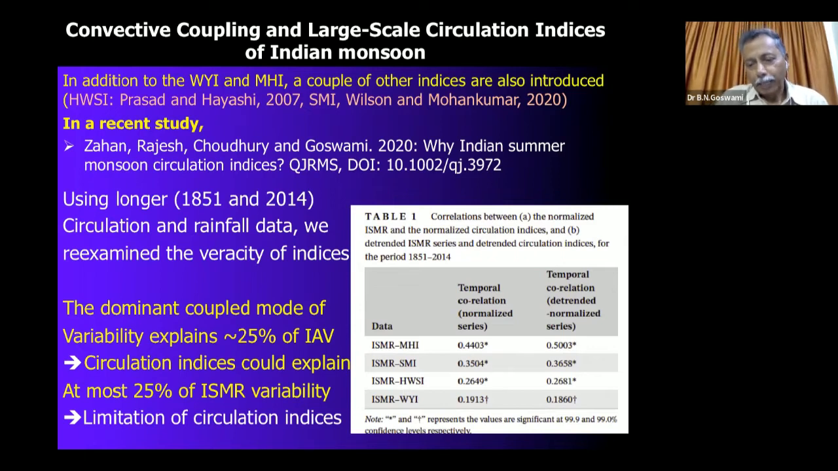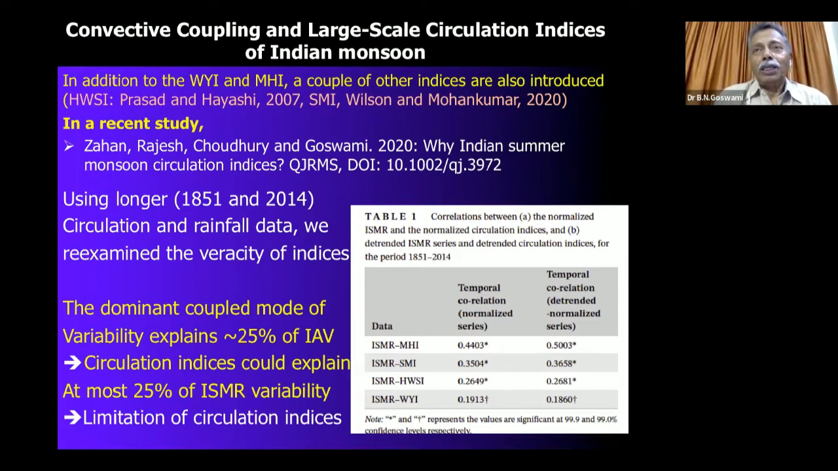The Webster and Yang index is a very large scale index, and for teleconnections with ENSO and others, this index is reasonably good. But we find that there are certain limitations of the large scale indices, because the monsoon is definitely coupled, but the coupling is not 100%. In addition to this coupling, there are other things that affect the monsoon. Therefore, if you do a coupled EOF of the low level wind, upper level wind, and rainfall, it turns out that the dominant mode of variability explains only about 25% of the variance.